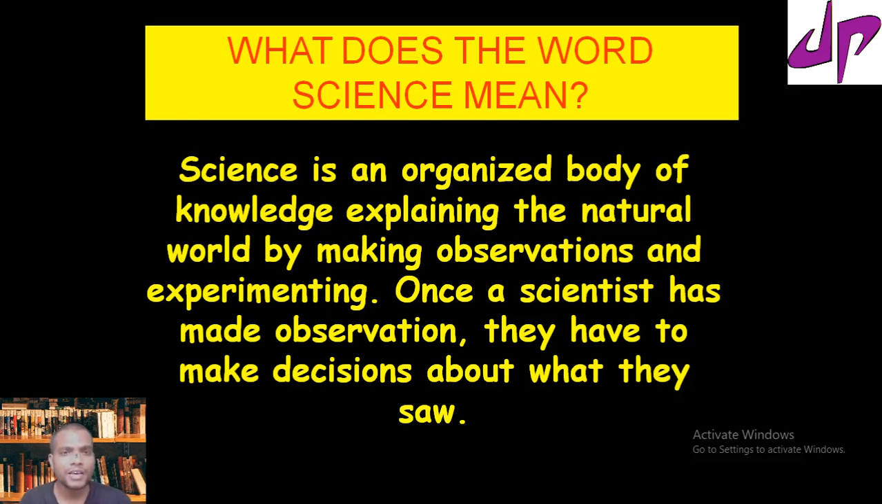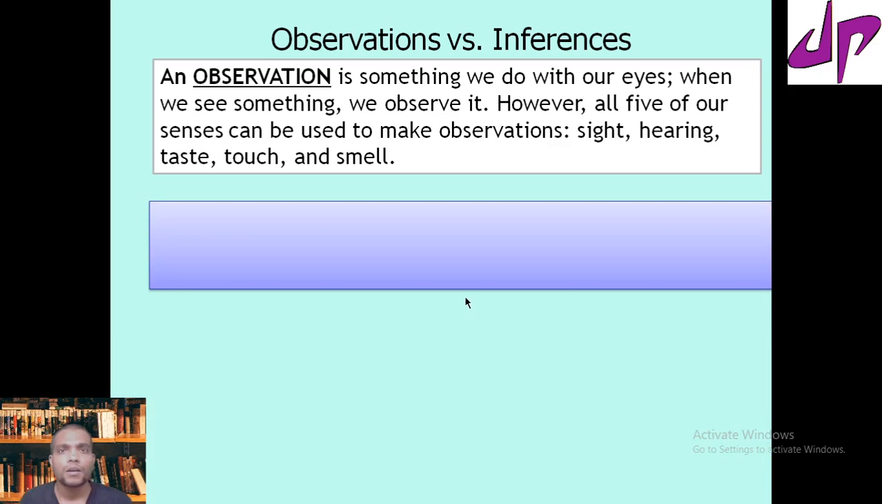Once a scientist has made such observations, they have to make decisions about what they saw. Those decisions lead us to conclusions. Now here, what are observations? Try to get this point very clearly.